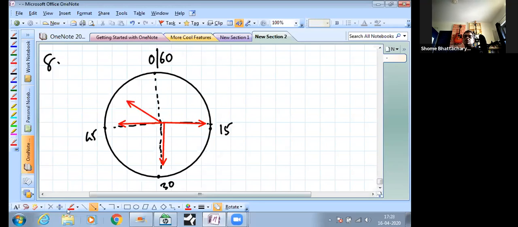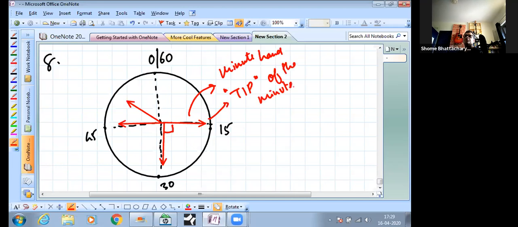So for example, for the first part, we just find the displacement from 15 to 30. So it's this. So the actual displacement, so this red colored arrow that I've drawn, this is the minute hand of the clock. And the arrow head is nothing but the tip of the minute hand. So since I'm talking about the displacement of the tip of the minute hand, I have to just find out from 15 to 30, for example, is the displacement from here to here.